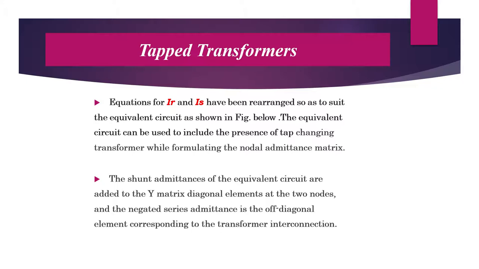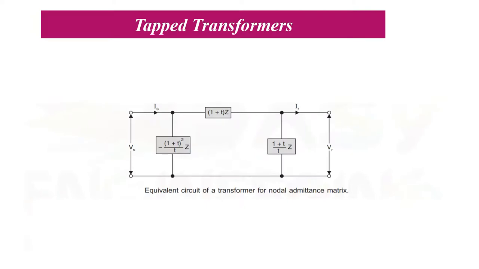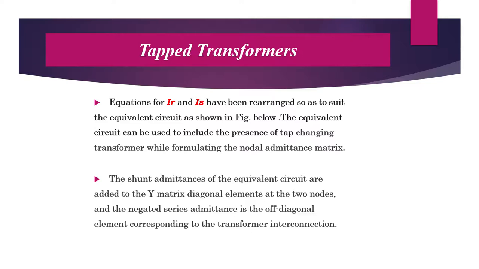So this is the equivalent circuit of a transformer for the nodal admittance matrix. The equivalent circuit can be used to include the presence of a tap changing transformer while formulating the nodal admittance matrix. So why are we finding this equivalent circuit? To include this while formulating the nodal admittance matrix. The shunt admittances of the equivalent circuit are added to the Y matrix diagonal elements at the two nodes, and the negated series admittance is the off diagonal element corresponding to the transformer interconnection.